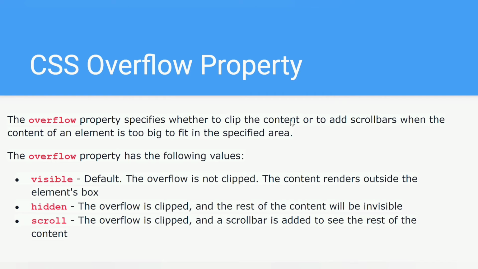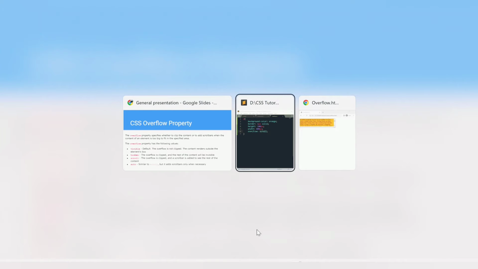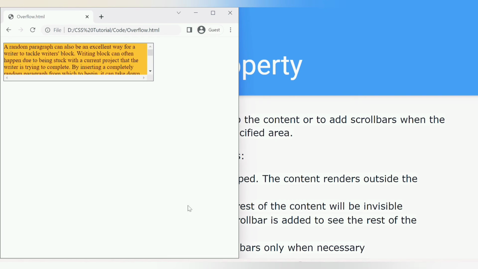Another value that we want to see, and this is the last value, is auto. It is similar to the scroll value, but it adds scroll bars only when necessary. So this is also an important one. You can always specify either scroll or auto, because auto automatically decides whether a scroll bar should be added or not. So let me show you the difference here.